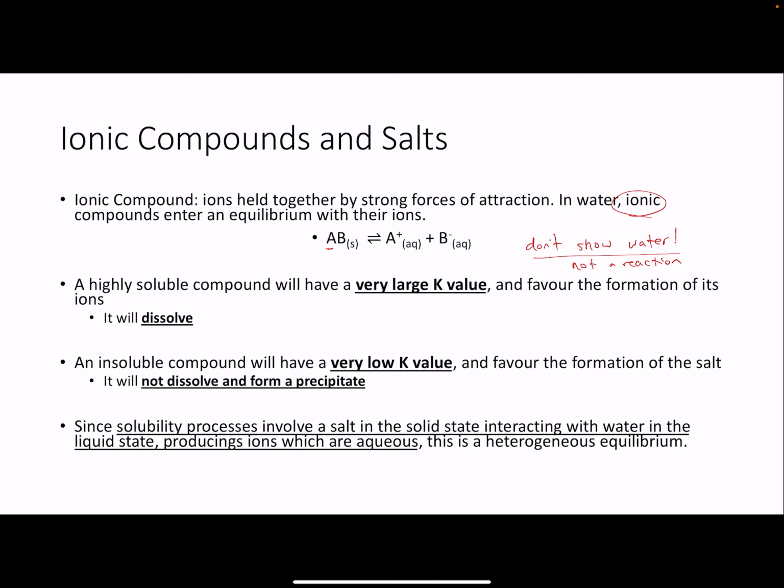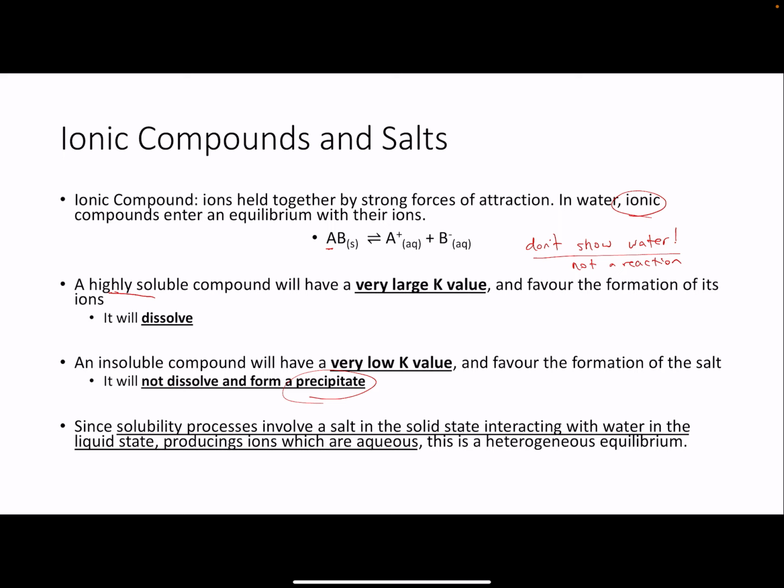Now, if something is highly soluble, that means it's formed a lot of ions. So it will have a large K value because most of the products are forming, which are the ions in this case. That means it will dissolve. An insoluble compound has a low K value, which means it favors the reactant, and a precipitate forms because the solid does not dissolve. So a precipitate is a solid that is not dissolved once placed in water.